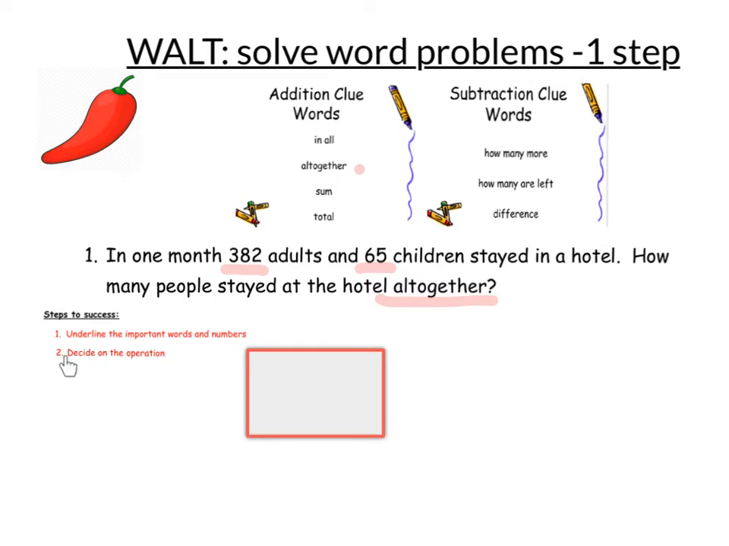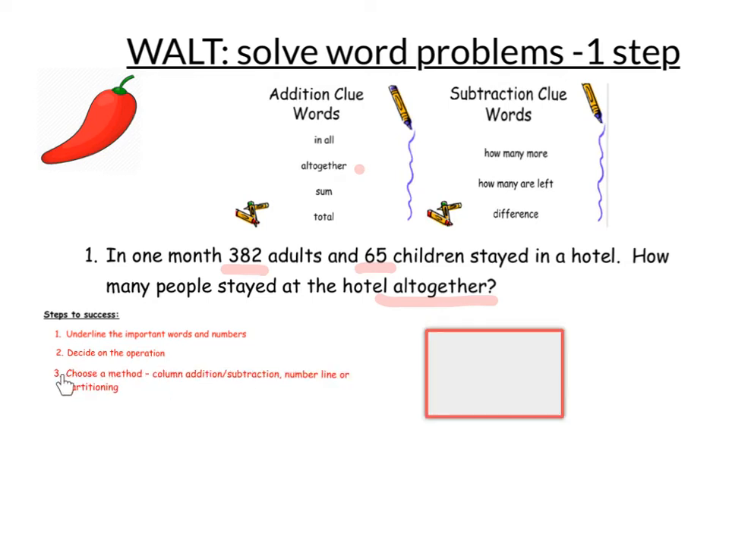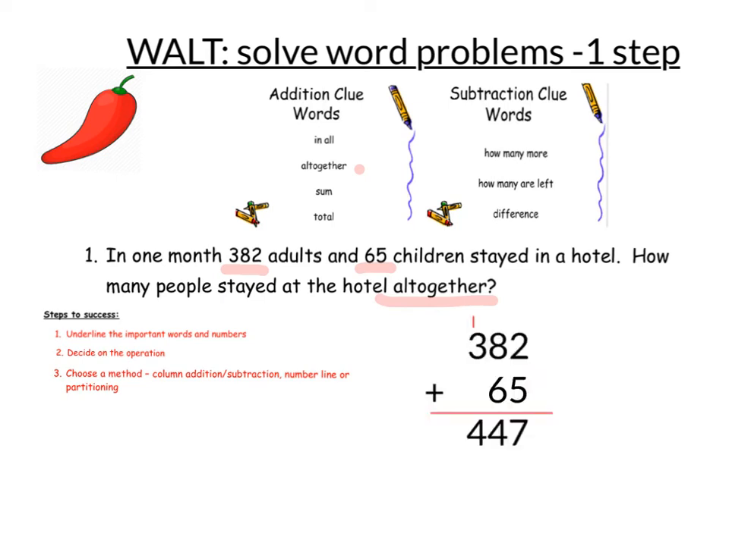This brings us on to the second part in our steps to success. So we've decided on the operation, which is addition. Now we move on to step number 3, which is to choose a method, column addition perhaps, subtraction, a number line or partitioning, whatever you found easiest. I have chosen to go for the column method. If you're doing the column method, make sure that you are continuing to use the correct layout and that you are showing your working out.